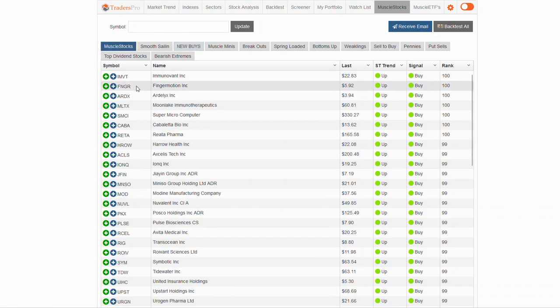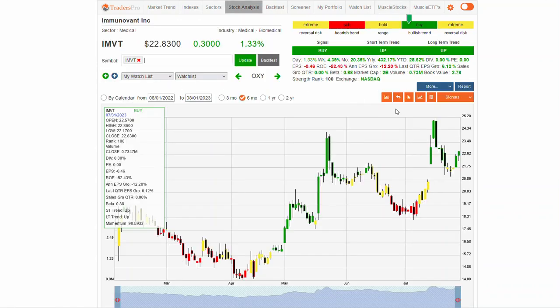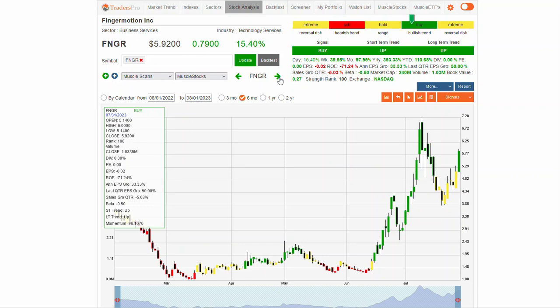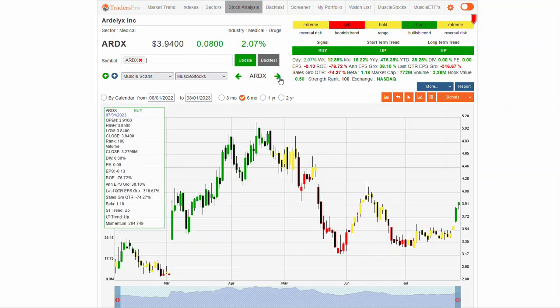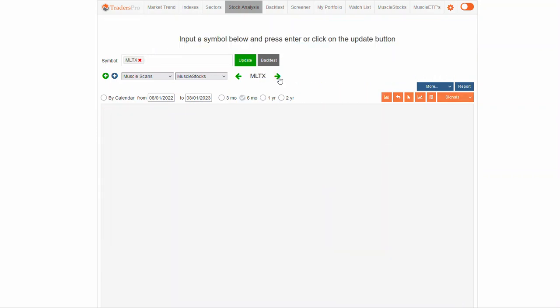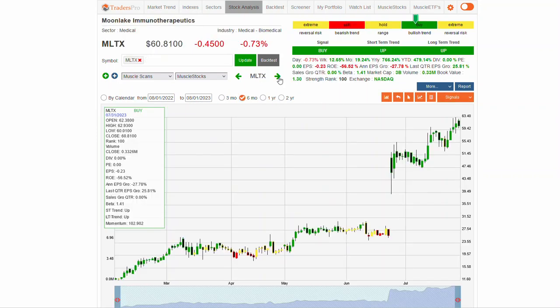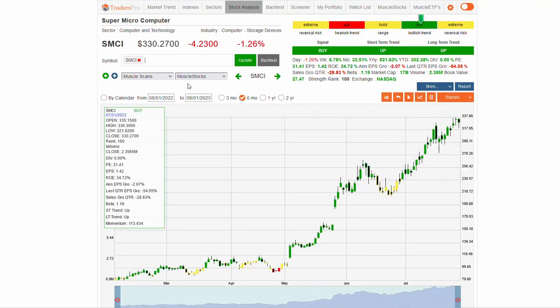So if I go to the muscle stocks group, some of these may not have new buy signals, but that's okay. I can go through, I can set up another scan to find those and pull those out if I want to, or I can just go through and glance at these each day and see which ones are still relatively close to new buy zones. You can see there's actually quite a few of those in there today.